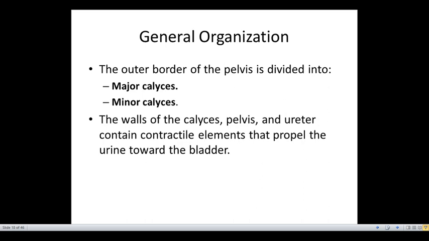The outer border of the pelvis is divided into pouches called major calyces. These extend downward and divide into minor calyces, which collect urine from tubules of each papilla. The walls of the calyces, pelvis, and ureter contain contractile elements that propel the urine towards the bladder.